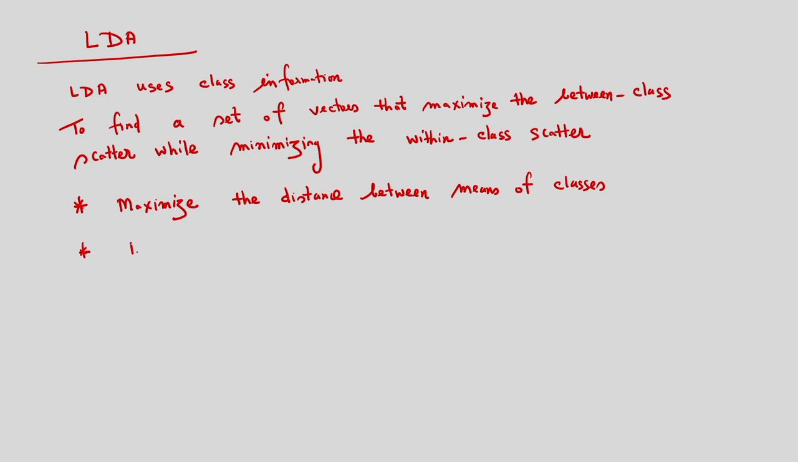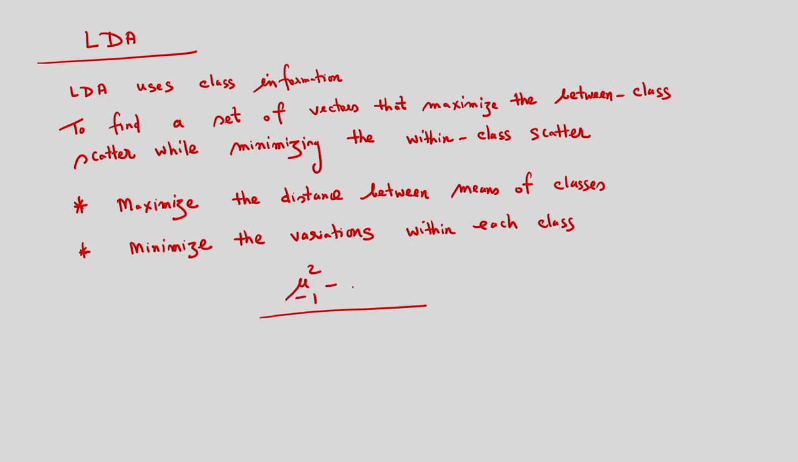And another one is minimize the variations within each class. That means I have to minimize the within class scatter. So that is why we are considering one quantity. The quantity is this, the difference between these two means, mu 1 minus mu 2 squared. So for two classes we are considering this, and s 1 square plus s 2 square, that concept I will be explaining later on, but this is the quantity I have to maximize.